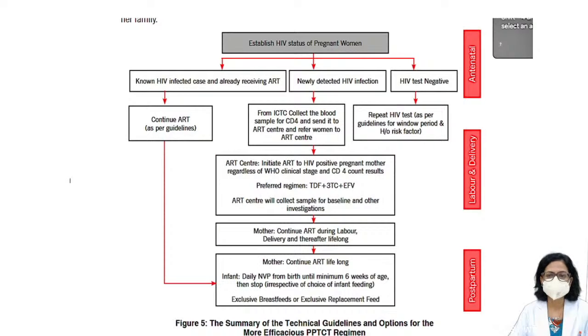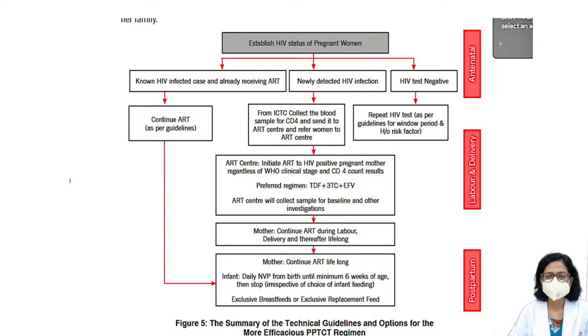So this is just a flow chart which shows that for all pregnant women coming to the antenatal clinic, you have to establish the HIV status. If she is an HIV infected case and already receiving ART, then she continues ART as per guidelines. If she is HIV negative, counsel her, post-test counseling, or if you think she is in the window period, repeat the test. If it is high-risk behavior, then again in the 3rd trimester, repeat the test. The ones who are detected to have infection should be linked to the ART center. CD4 count should be sent, baseline investigations are done, and she is started on ART.